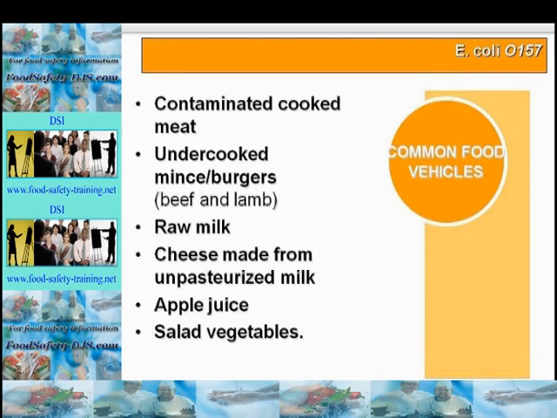Common food vehicles include cooked meat via cross-contamination, undercooked mince and burgers, mainly beef and lamb, raw milk, cheese made from unpasteurized milk, apple juice, and salad vegetables which have been contaminated with manure. Another example of E. coli food poisoning is from food handlers, or fruit pickers rather, who don't wash their hands after going to the toilet, especially on fruit farms, say picking apples, pears, strawberries, grapes and melons.